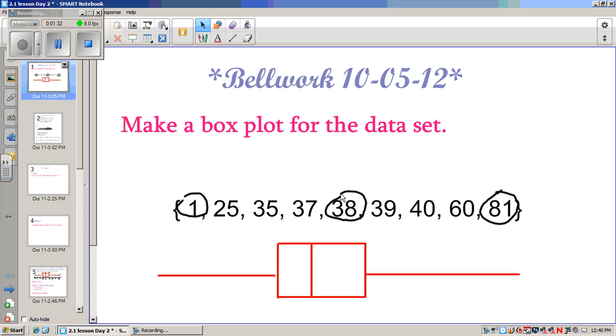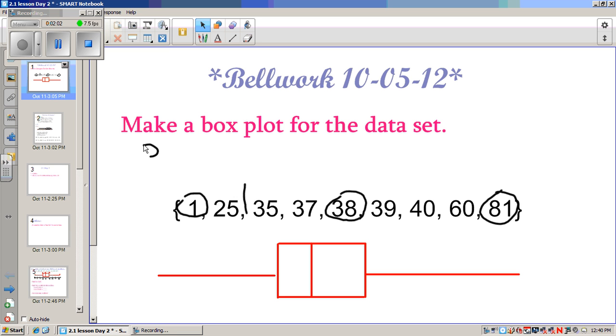The harder ones to find are the first and third quartiles. Often kids forget that you do not take into account the median when finding the first and third quartiles. So today, when we find the first and third quartiles on this problem, we will not use 38. We will start to the left and to the right of the 38. So if we work outside in, we will go with 1 and 37, and 25 and 35.